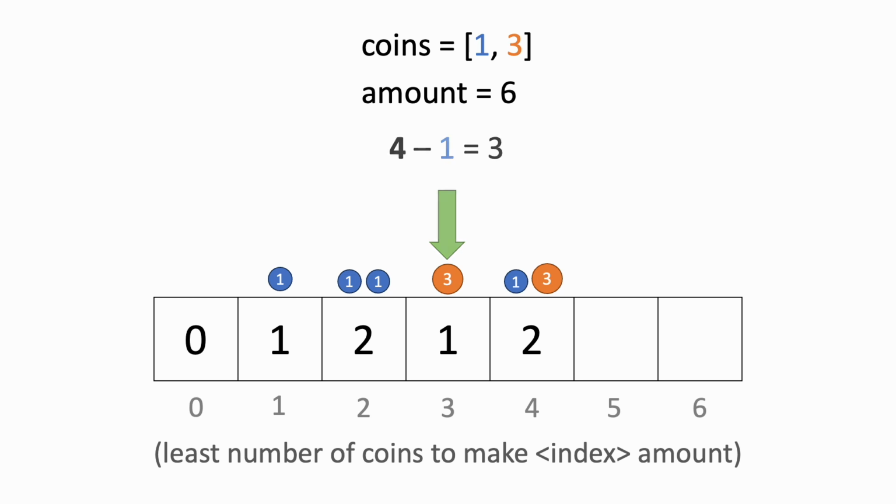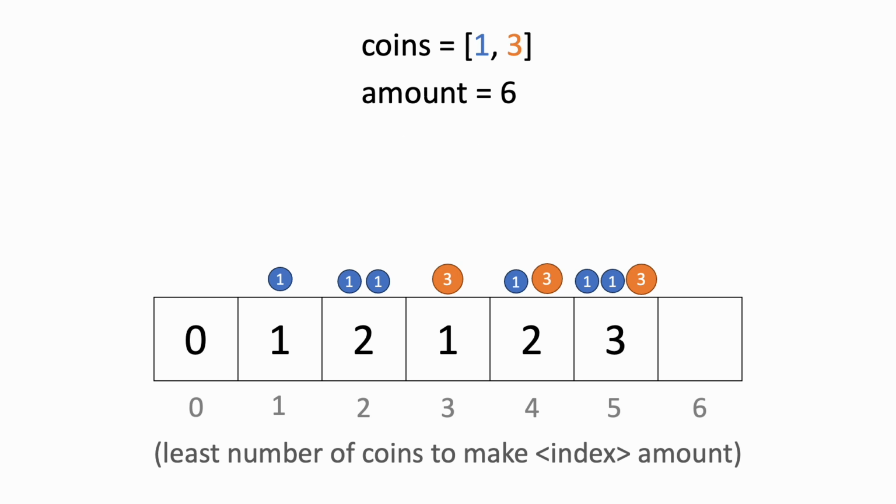Then we'll try using a 3 coin first. The remaining amount is 1, and we need 1 coin to make an amount of 1. This is the same answer with just a different order of coins, so we'll leave it at 2. Next is index 5. 5 minus 1 is 4, and we'll need 2 more coins to make up the rest. So the value at index 5 is 2 plus 1, which equals 3. Then we'll try 5 minus 3, which is 2, and we still need 2 more coins. So the value at index 5 stays at 3.